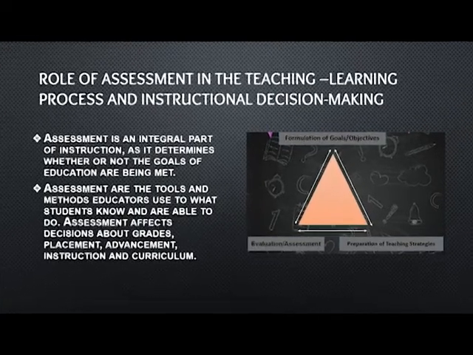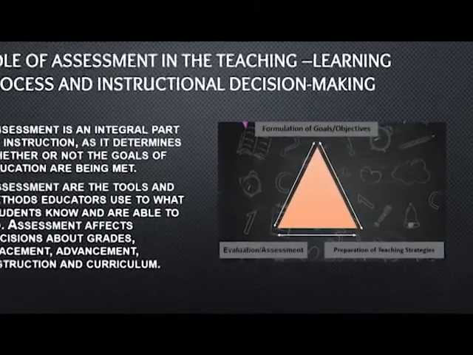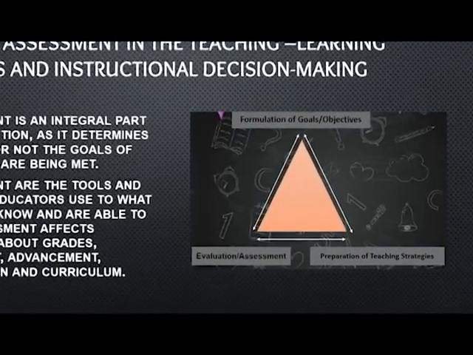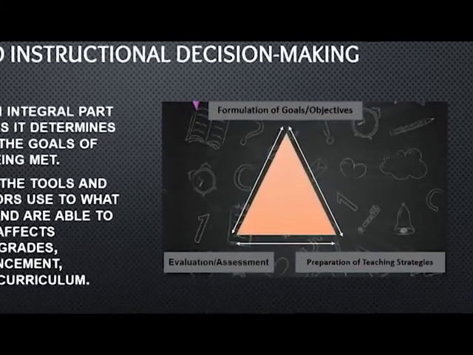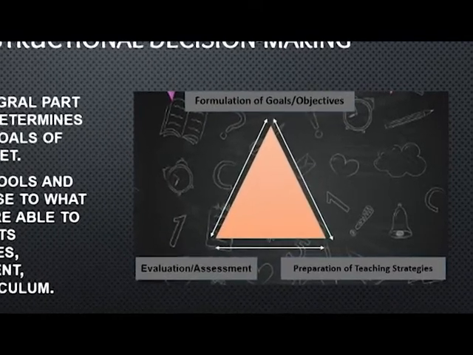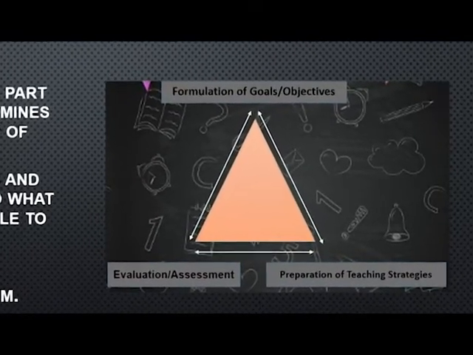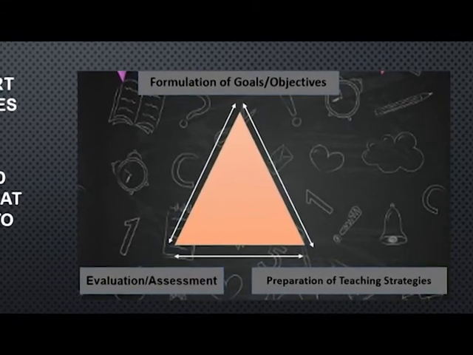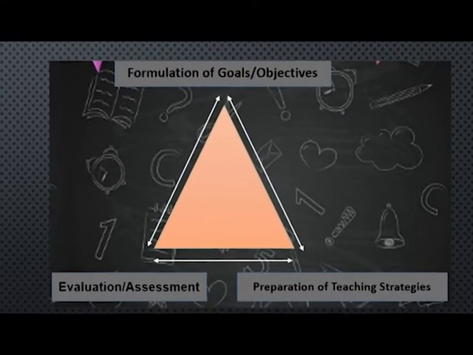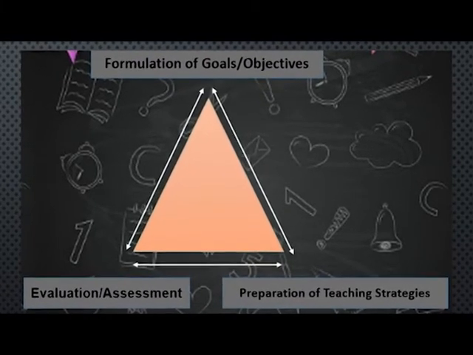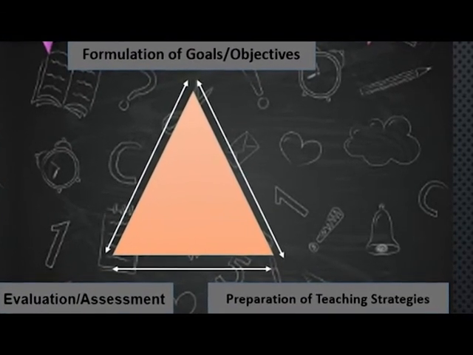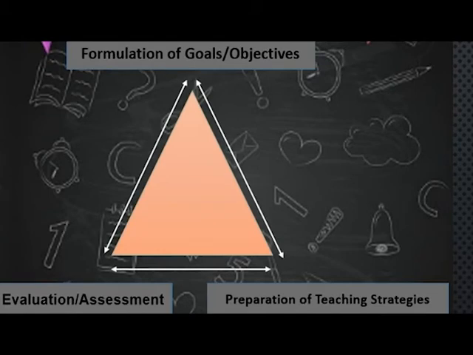Take a look at the right, where we have the model or diagram. It is an education triad. It starts with the formulation of goals or objectives. A goal is a broad statement that is sometimes vague and bigger. Sometimes it cannot be attained in a single year or a single session, because it is wide and general. However, an objective is specific, smart and measurable.